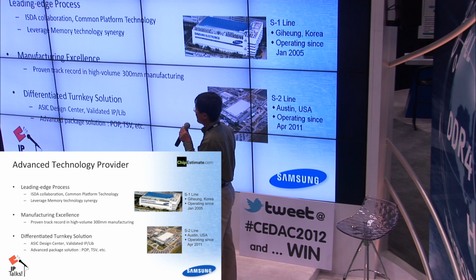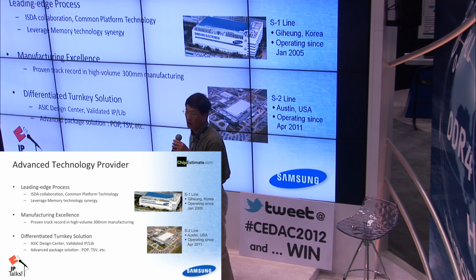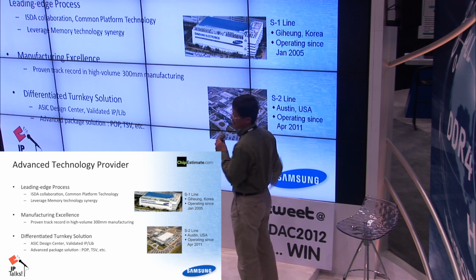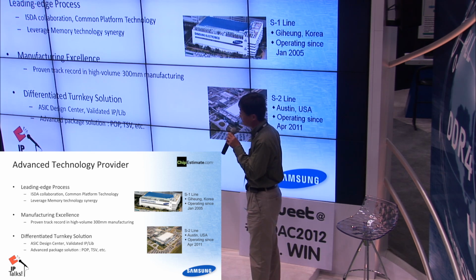And the second one is manufacturing excellence, where from 90 nanometer we use 300 millimeter wafer fabrication. We have the S1 line in Kihung. The other one is the S2 line in Austin, Texas.